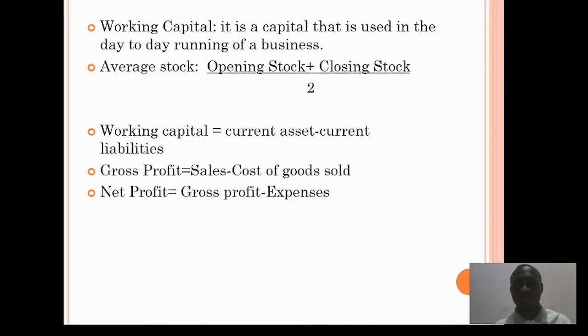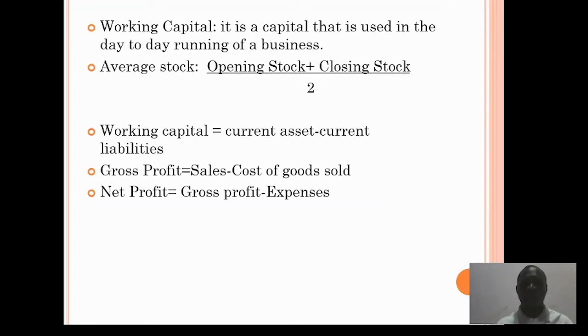In our last class, we were able to establish the difference between opening stock and closing stock, where we looked at opening stock as the stock available at the beginning of the year, and closing stock as the stock available at the end of the year. To arrive at average stock, it's going to be opening stock plus closing stock, divided by 2.